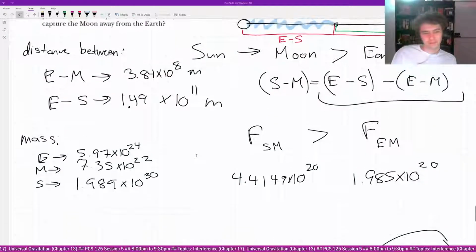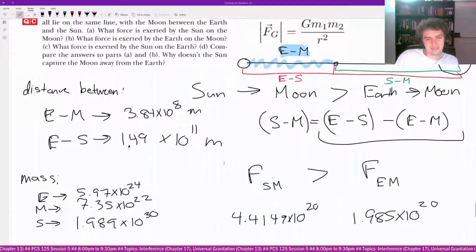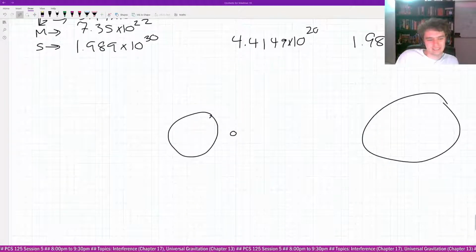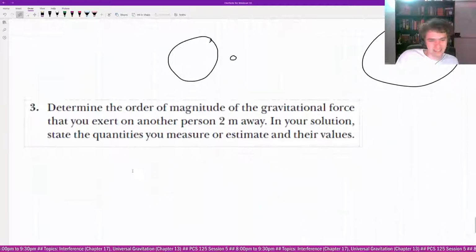I think we should just move on. We already got the main idea out of this question. We got the main idea: use gravity force. Yeah. Question number 3. There we go. Let's move on.